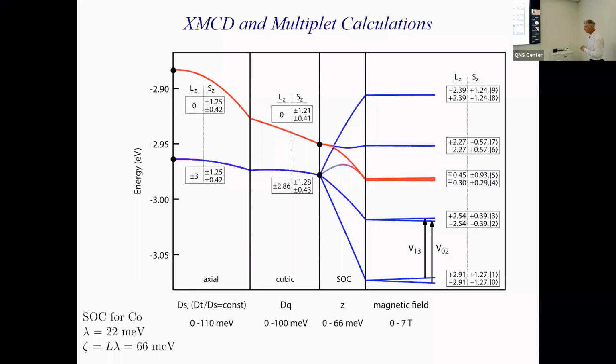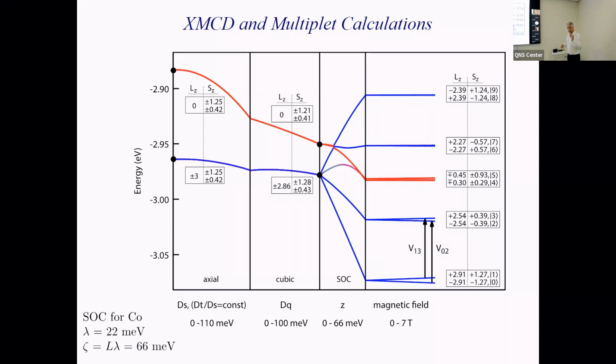And we can also express what the energy difference is here. The energy difference is given by the spin orbit coupling for cobalt, which is 22 meV, times the orbital moment, and the orbital moment is 3 μB, so it's 60 meV, roughly. And that's exactly what is observed in STM.